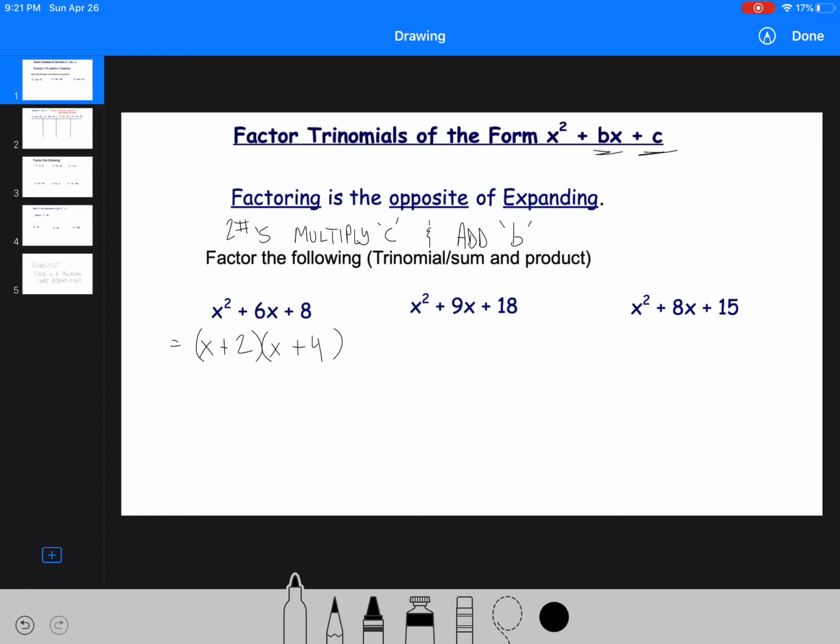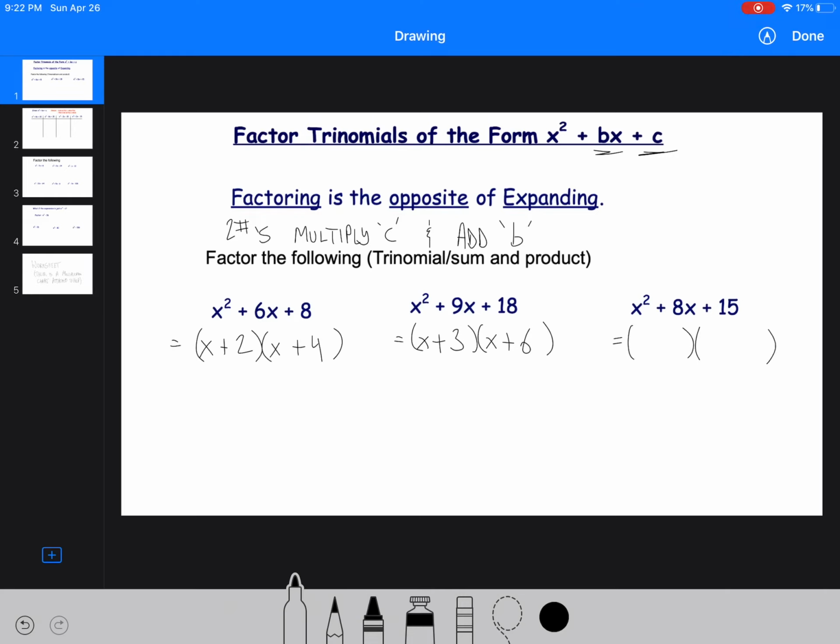The next one, again, we always start by putting two brackets, put an x at the front, and look for two numbers that multiply to 18 and add to 9. So our options are 1 and 18, 2 and 9, or 3 and 6. In this case, it's got to be 3 and 6, because 3 plus 6 is 9.